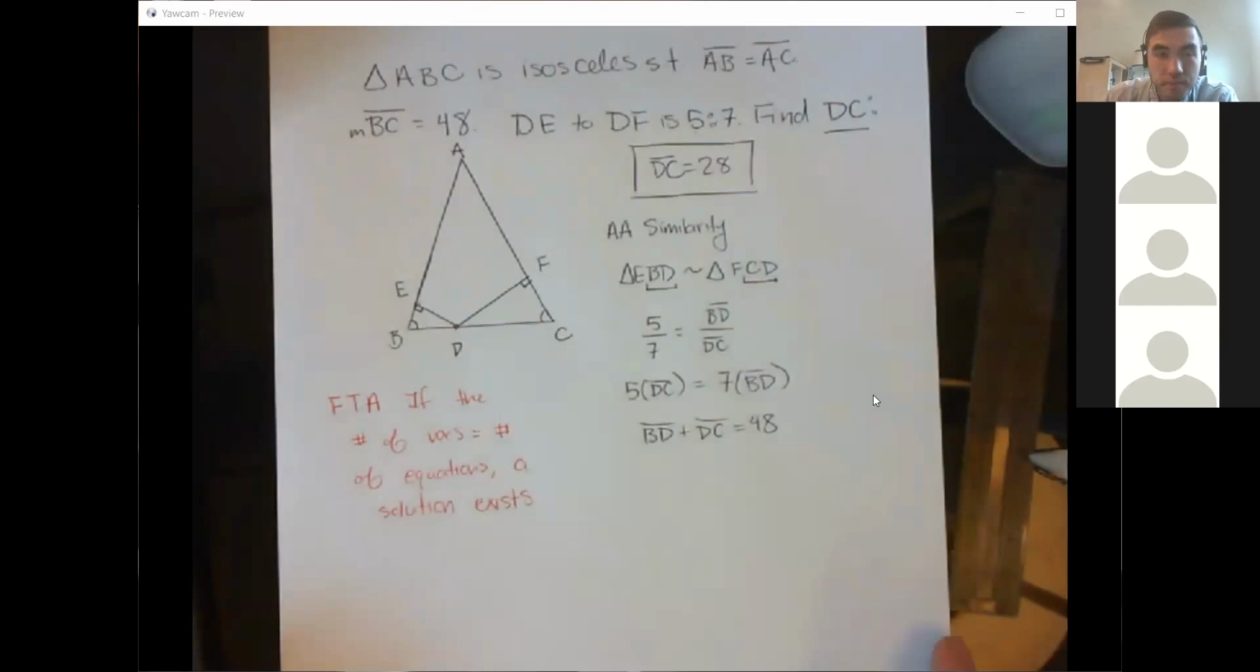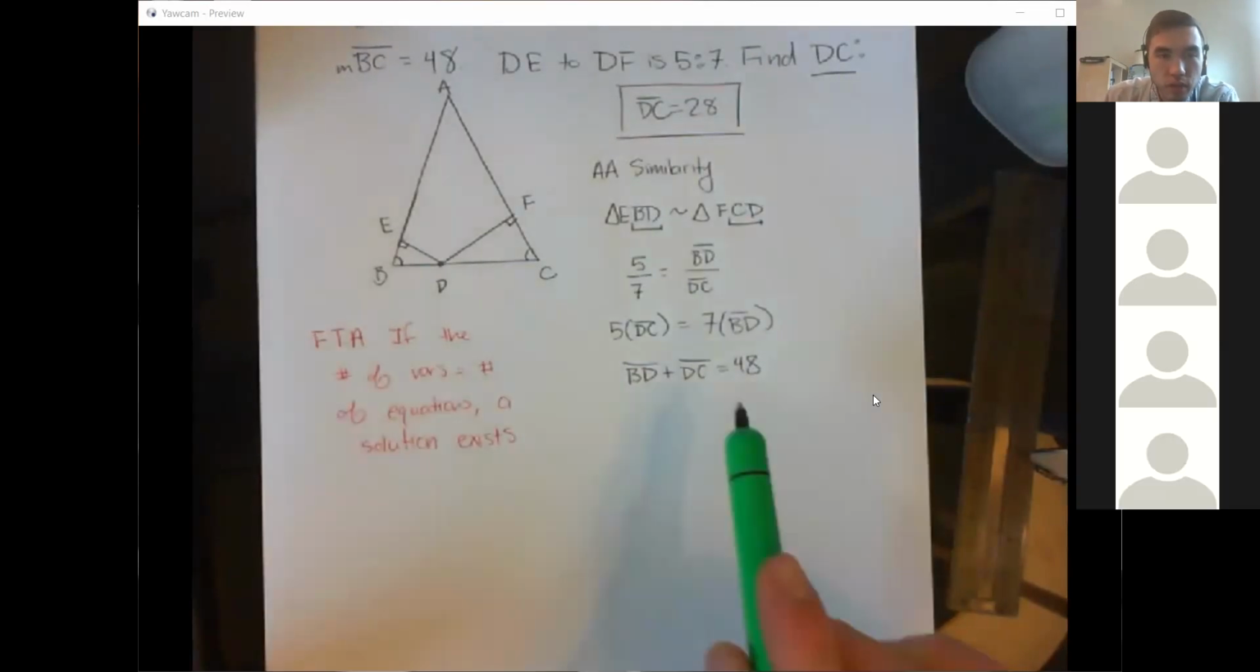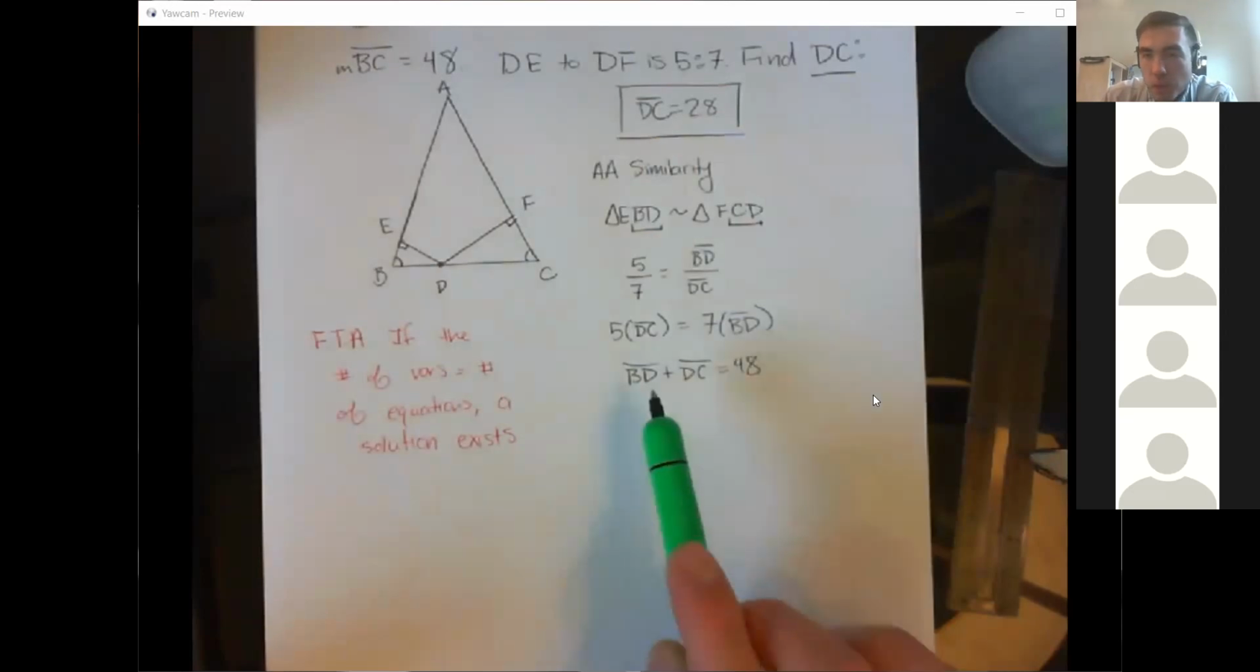So how should I do that? How would y'all like me to do that? Which variable do you want me to solve for first? BD, maybe. Okay, so we'll take this bottom equation and we'll solve it for BD. And how do I get BD alone?